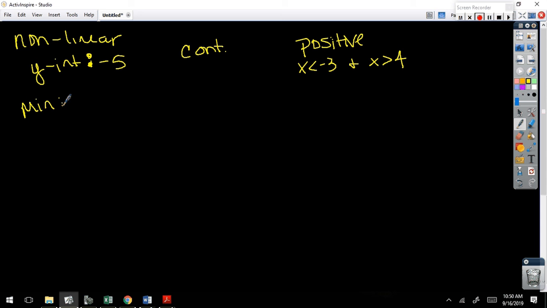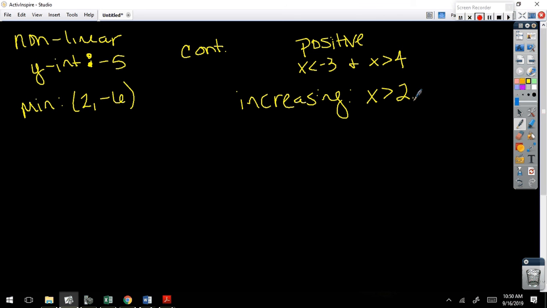The function has a minimum at (2, negative 6). The function is increasing. Increasing means what? As x increases, y increases. Both of them are increasing. So it increases when x is greater than 2. So from the point 2 on, it's increasing. And then the end behavior looks like this.